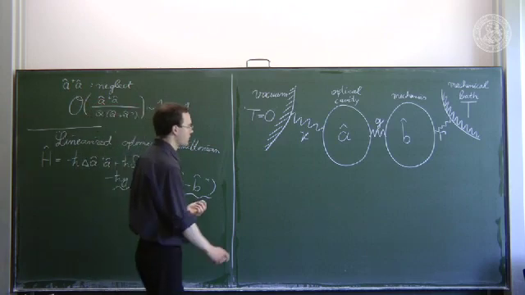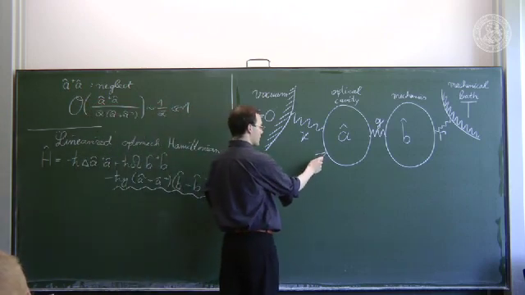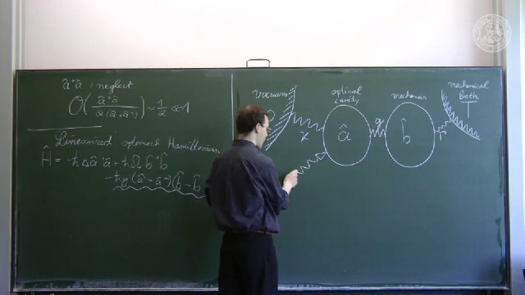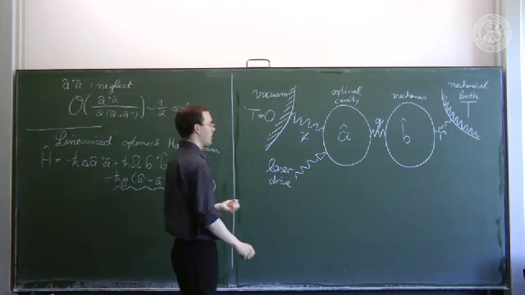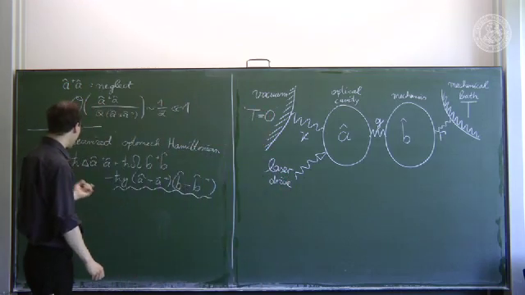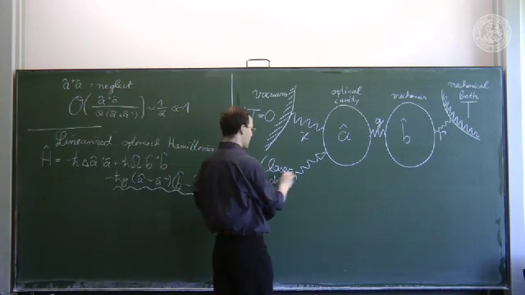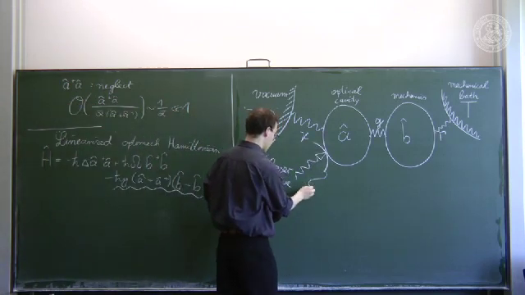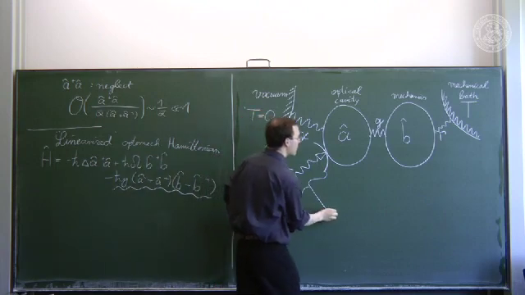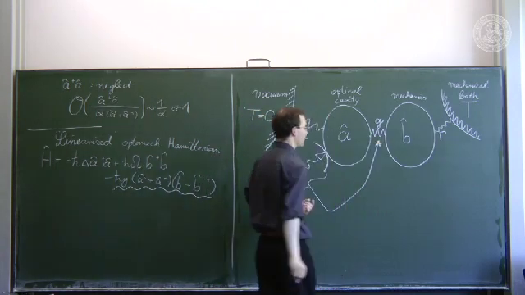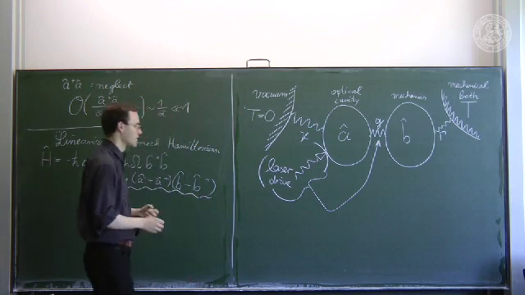And then in addition, of course, there's also the laser drive. And the way we wrote things here, this laser drive has already been taken care of and just resulted in the value of the coupling constant G.